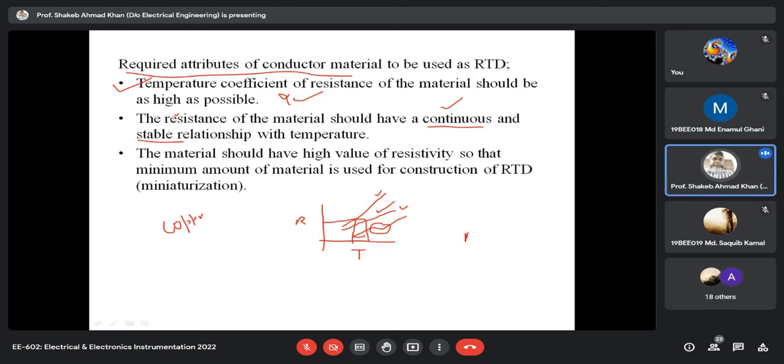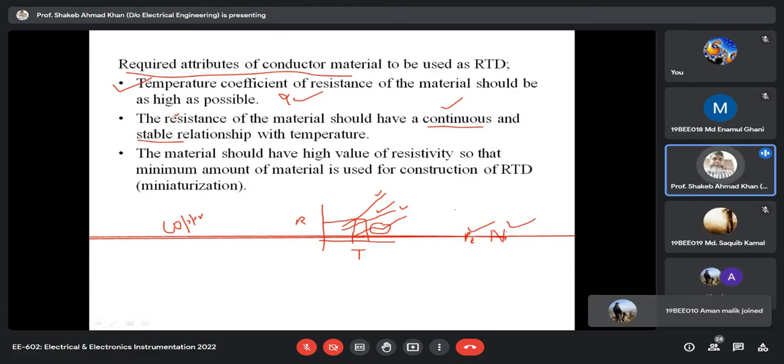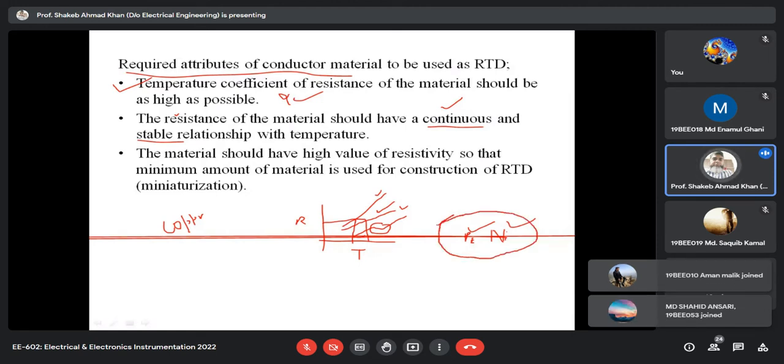Now the next is that's why platinum is preferred. Platinum is a very stable material. Its characteristic does not change. It is basically an inert material. It does not react with the environmental parameters and others, and its melting point is also high. So that's why platinum and nickel alloys are very stable materials.